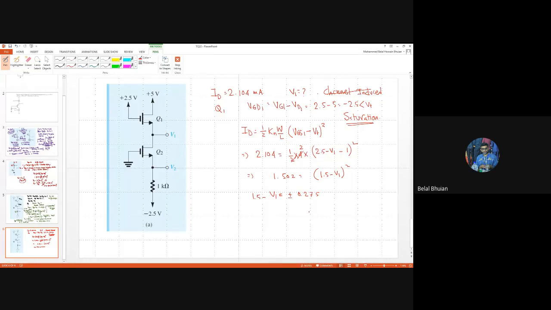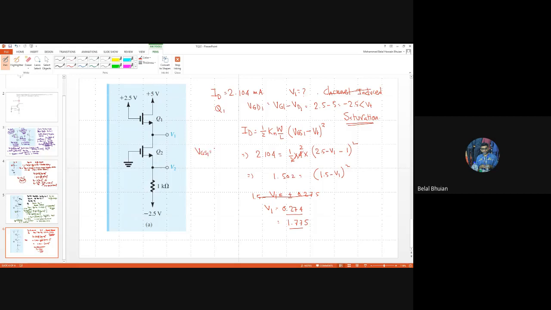Either way, you're going to get two values of V1. For one of them you're going to find out... Sir, one will be 1.775, one will be 0.274. One value is 0.274, the other is 1.775. Now which value are we going to select? If I take 1.775, the induced channel will be a bit smaller, right? No, 1.2. Yes. First of all, let me check this.